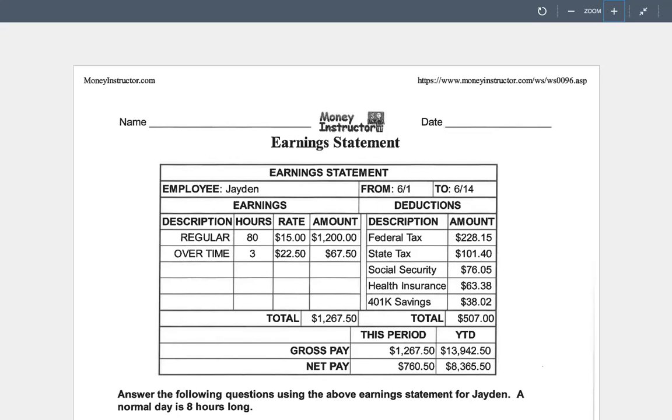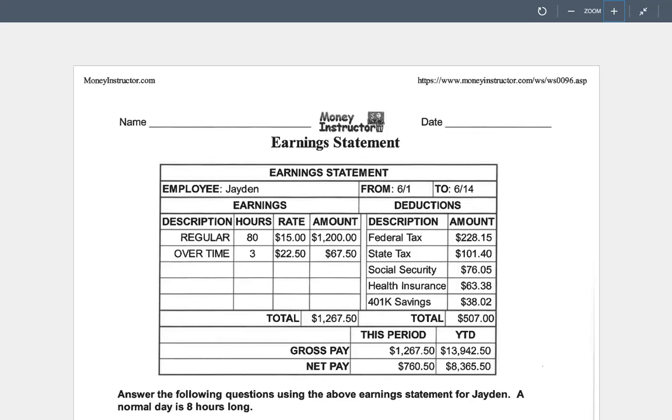Now for overtime, the 3 hours overtime he worked, he made $22.50 an hour. So we're going to take 3 hours times $22.50, and his amount for that is $67.50. Okay. So now we're going to take these two amounts in the amount column, the $1,200 and the $67.50, and we're going to add those up and we're going to get the total.